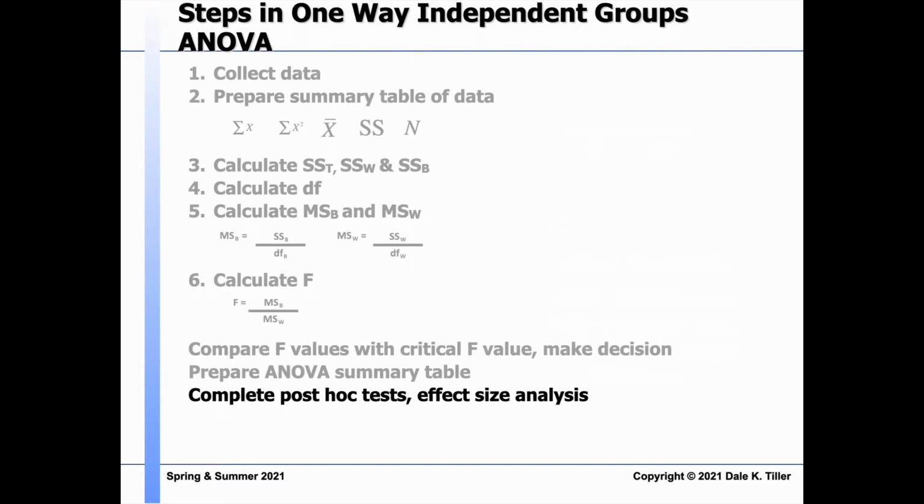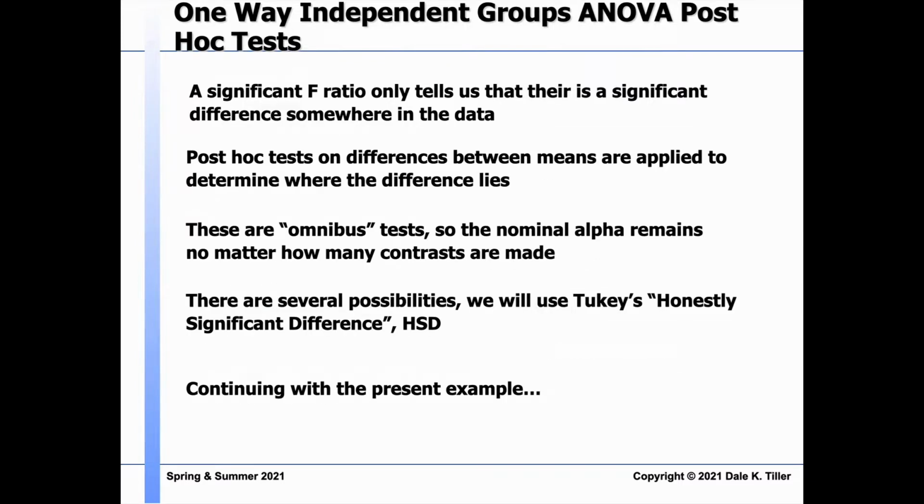So the last steps in our one-way independent groups analysis of variance involve completing post hoc tests on the differences between the means and conducting an effect size analysis. So a significant F ratio only tells us that there's a significant difference somewhere in the data. Post hoc tests on differences between means are applied to determine where in fact these differences lie. And these are all omnibus tests, so the nominal alpha remains the same no matter how many contrasts are made.